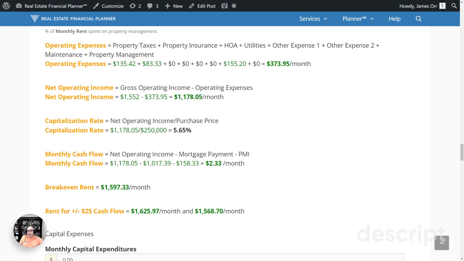Cap rate is defined as net operating income divided by purchase price. And so we take that net operating income that we just calculated, that $1,178.05, and we divide it by the purchase price, which is $250,000. And so the cap rate on the property that she's buying is about 5.65%. Pretty decent cap rate property.